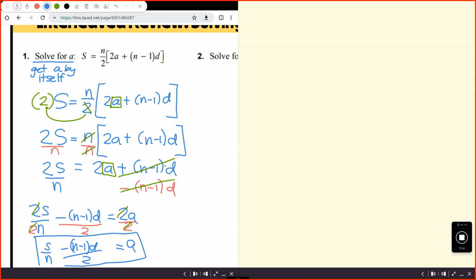So solving for A means get the A by itself. Okay.